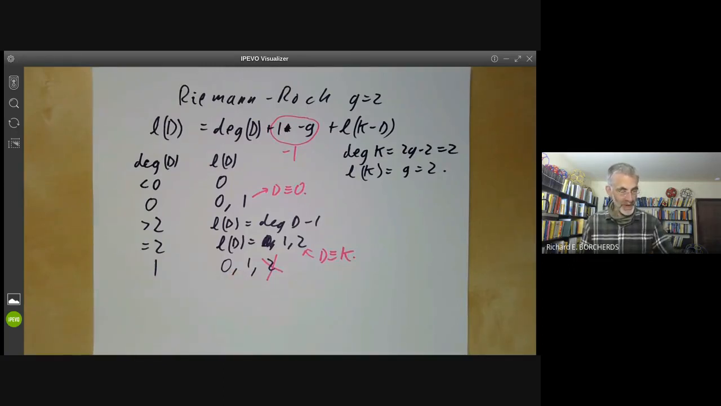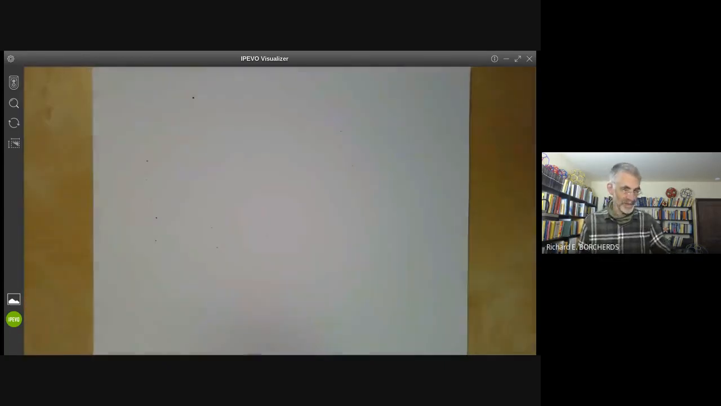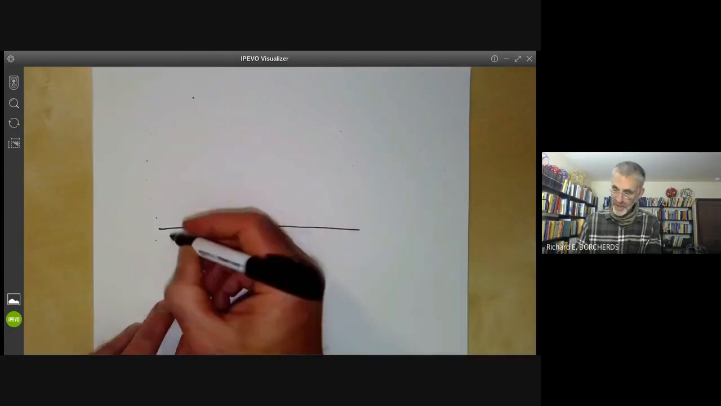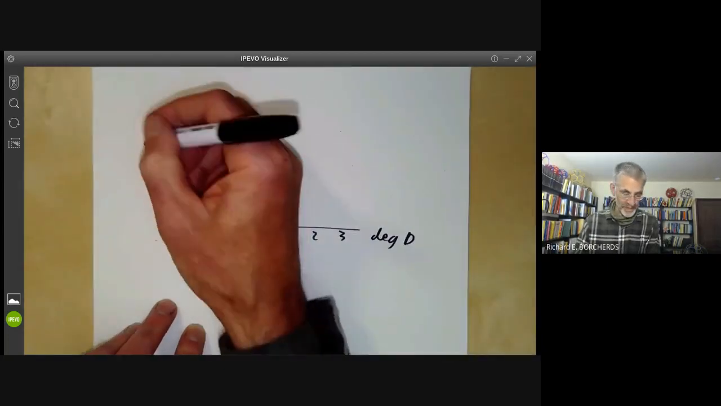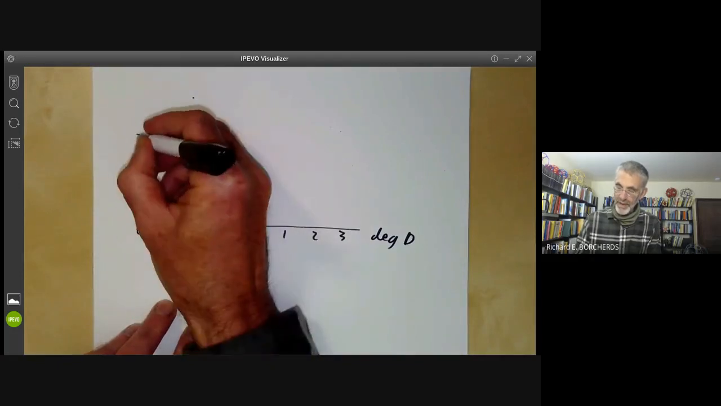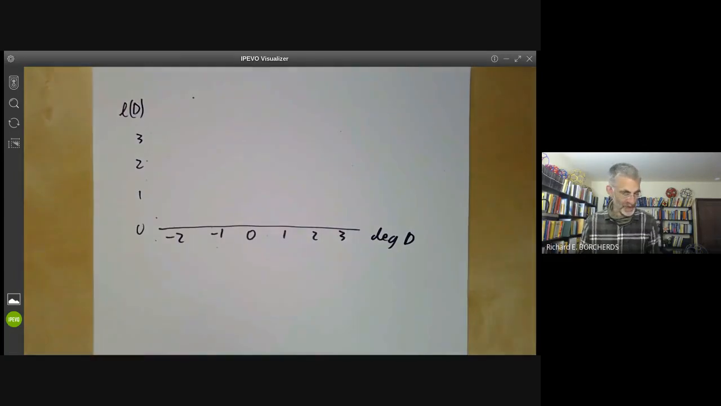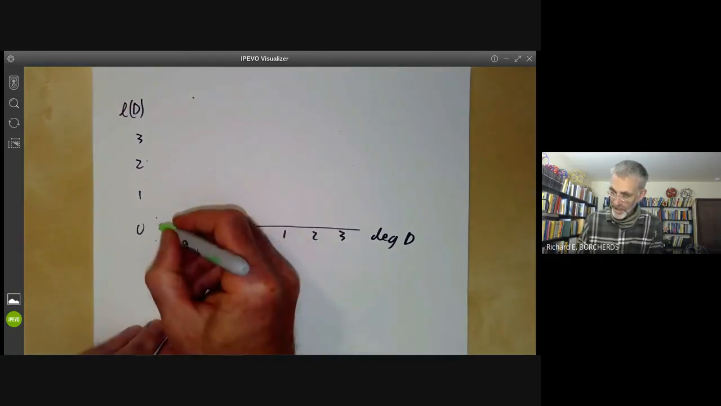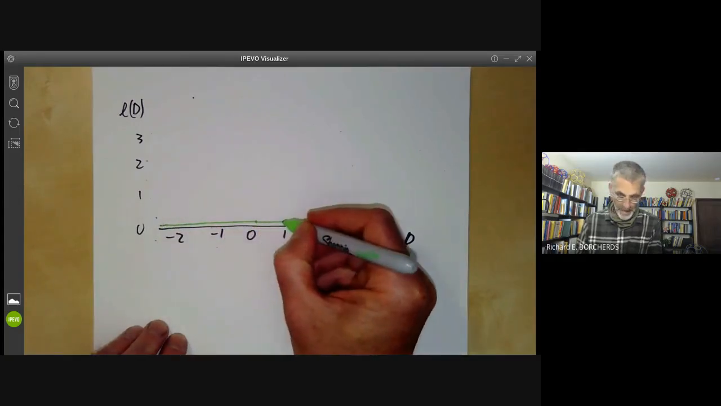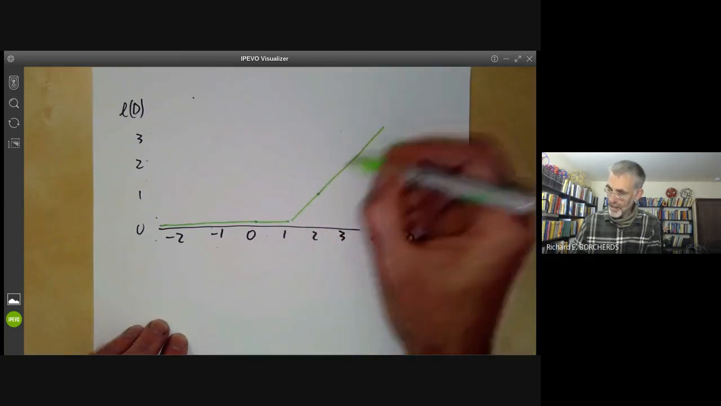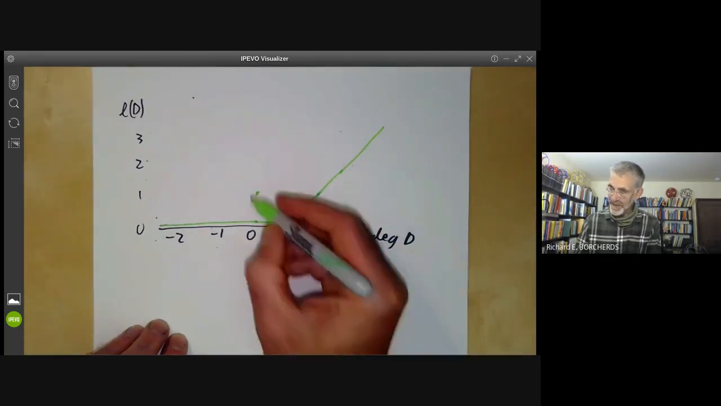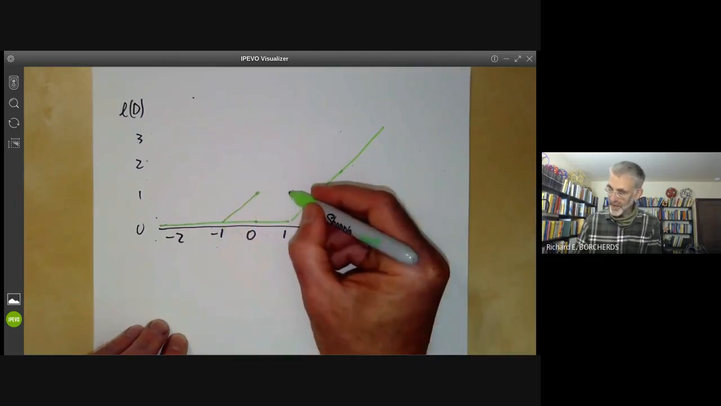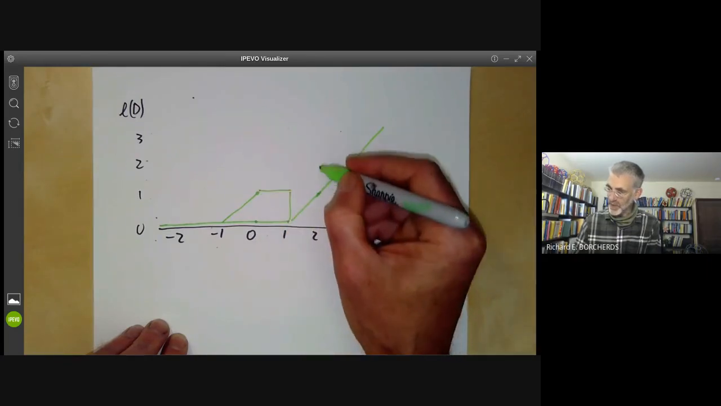And this means that we can draw a sort of graph of what L of D looks like as follows. So suppose we just draw minus 2, minus 1, 0, 1, 2, 3. So this is the degree of D. And up here we have the dimension of the functions with poles only on D. And the graph sort of looks like this, except we've got these ambiguities because for when the degree of D is 0, this could be 0 or 1. Here it could be 0 or 1, and here it could be 1 or 2.